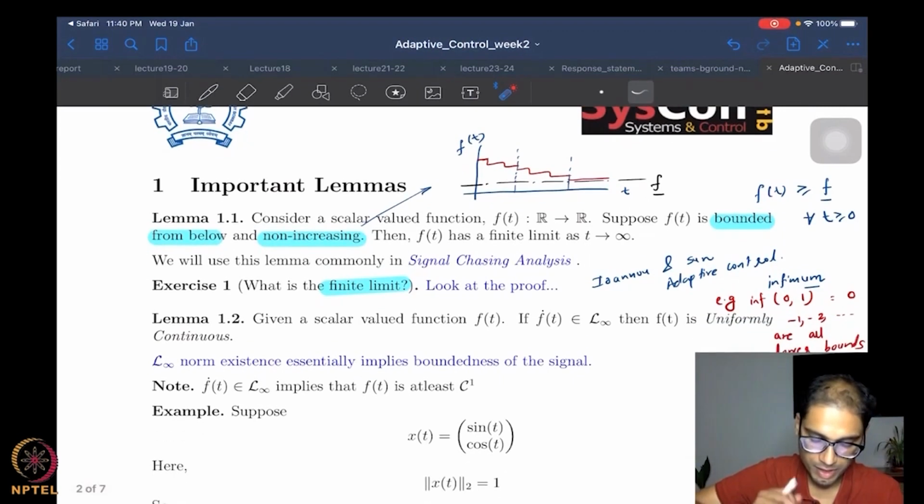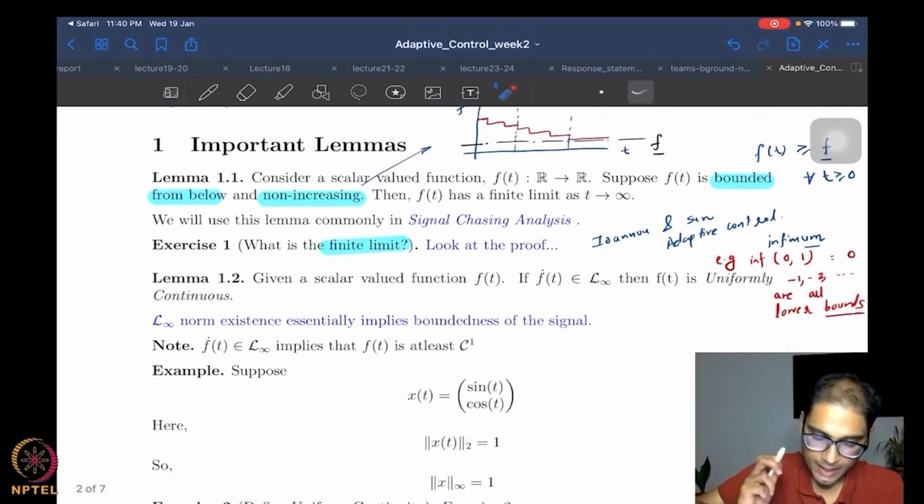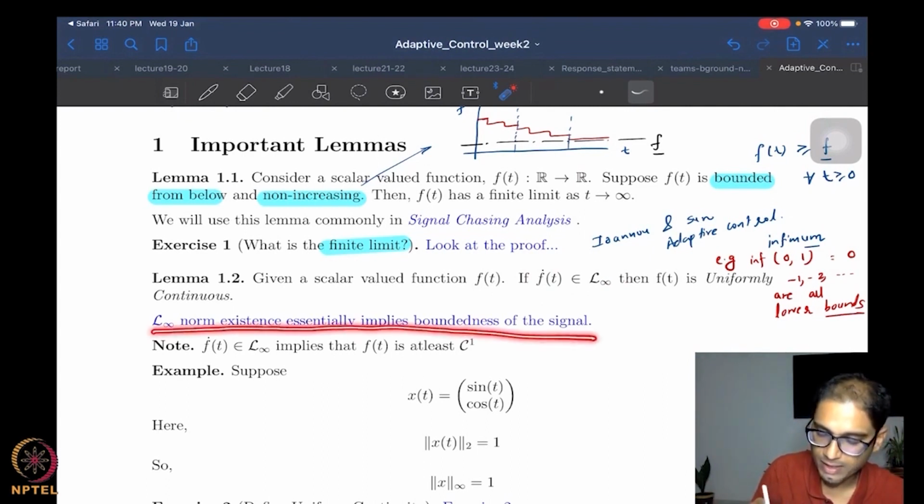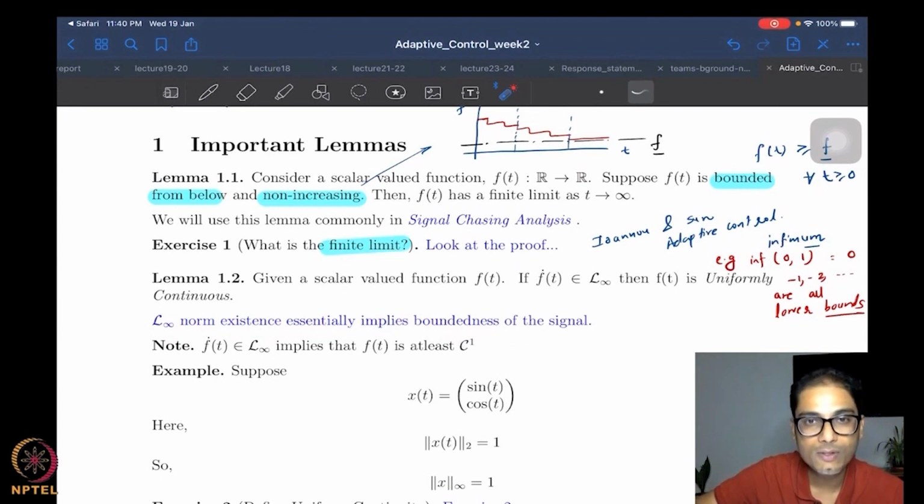All right, great. The second lemma is that if a scalar valued function, again, is such that the derivative is L infinity, that is, the derivative is bounded. Remember, L infinity norm existence essentially implies boundedness. We already saw this at the end of last week: L infinity norm existence implies boundedness of the signal.